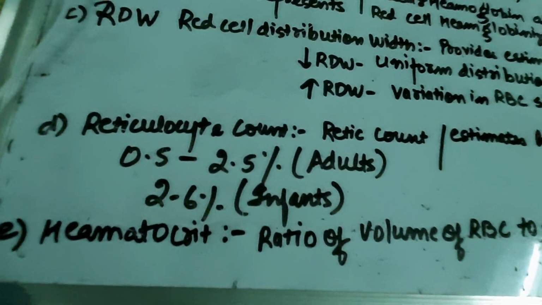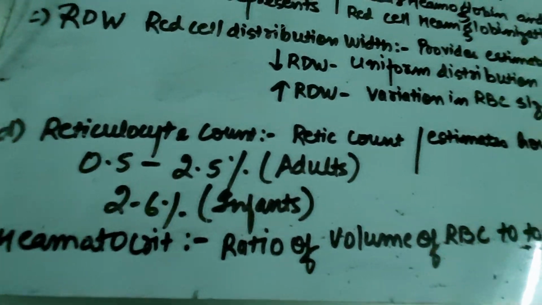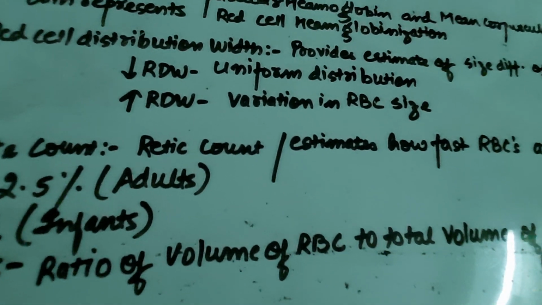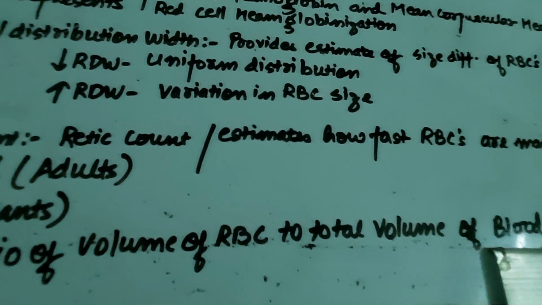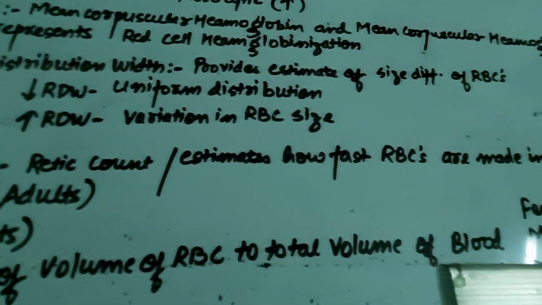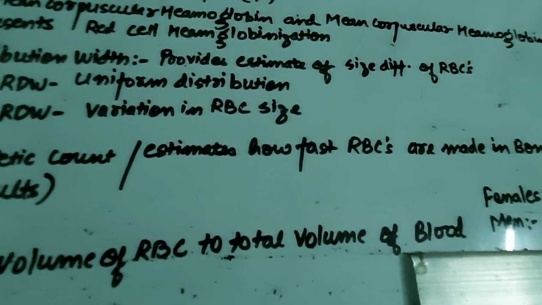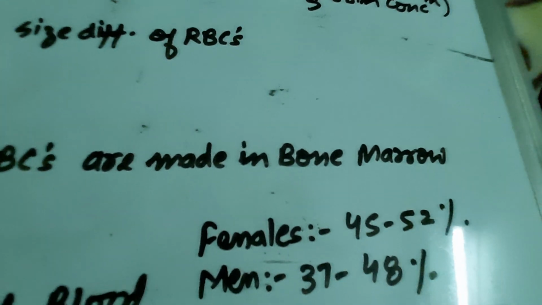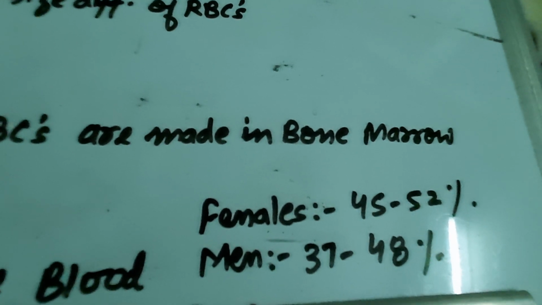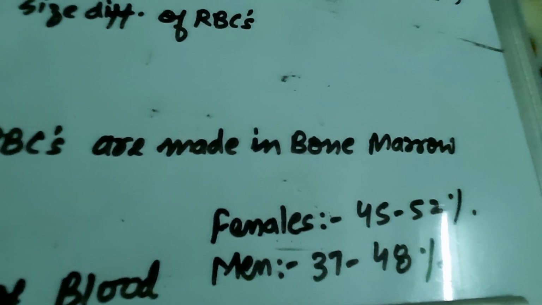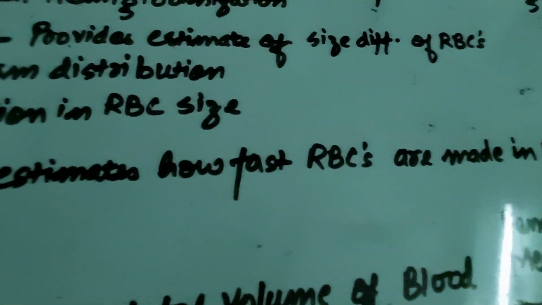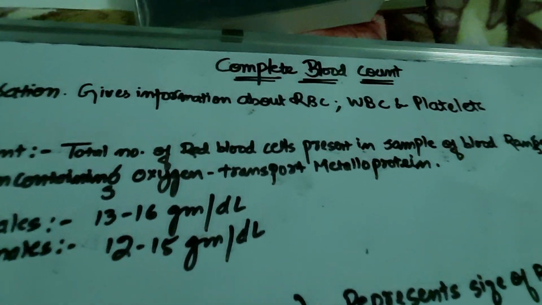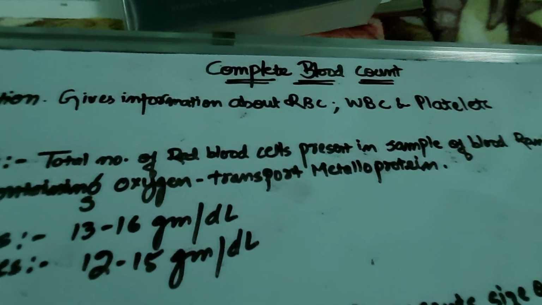The next is hematocrit. Hematocrit gives you the ratio of volume of RBCs. Again, I'm repeating. It gives you the ratio of volume of your red blood cells to the total volume of blood. The normal value of hematocrit in females is 45 to 52%, and in males it is 37 to 48%. So these are different red blood cell indices which are included in your complete blood count.